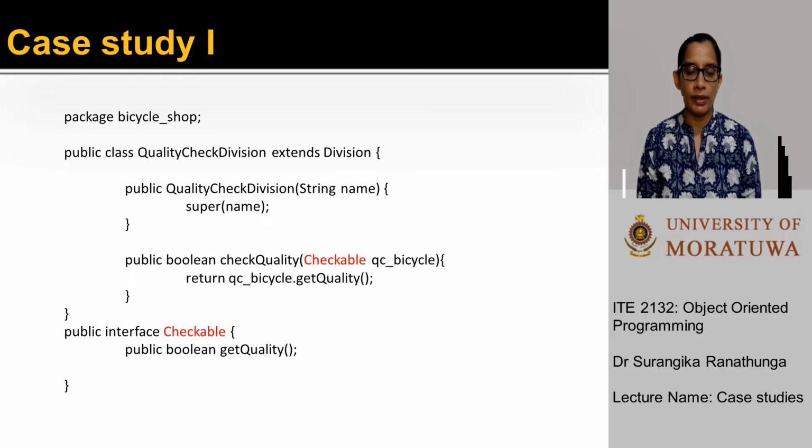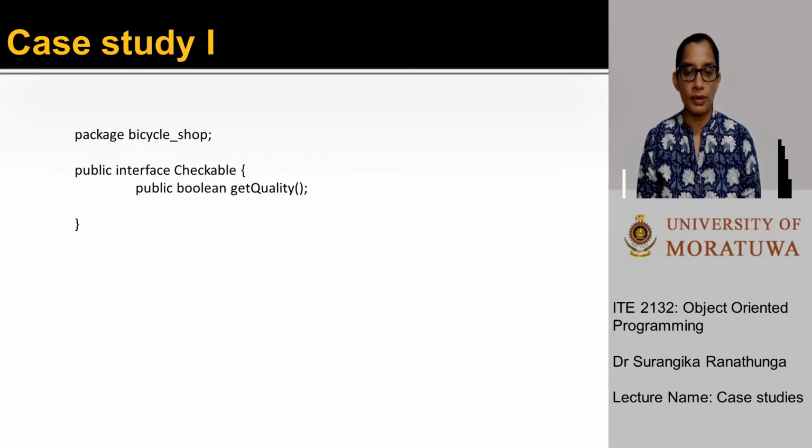Specifically, what I have done here is create an interface named checkable, and it has the method getQuality. Which classes do you think should implement the checkable interface? It will be the kids bike and the motorbike. So here again, I'm showing the checkable interface, which has one abstract method, getQuality. Now we have to go and modify our motorbike class and the kids foot bike class to get them to implement the checkable interface.